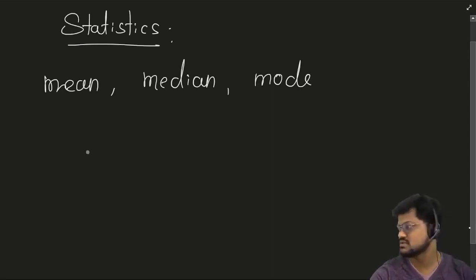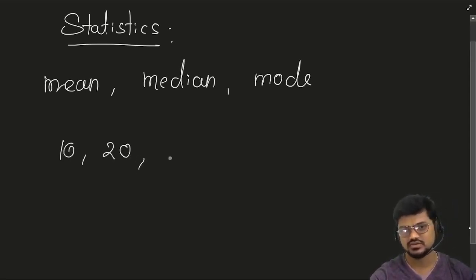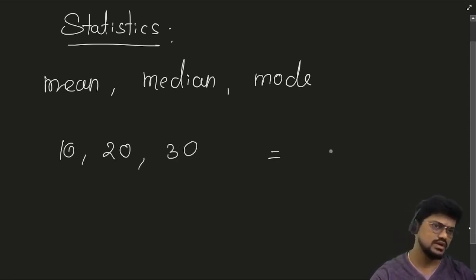What is mean? Mean is nothing but just to find the average. If I write 10, 20, and 30, and ask what is the mean of them, you will say the mean is 20. What you do is add all of them and divide by 3, right?